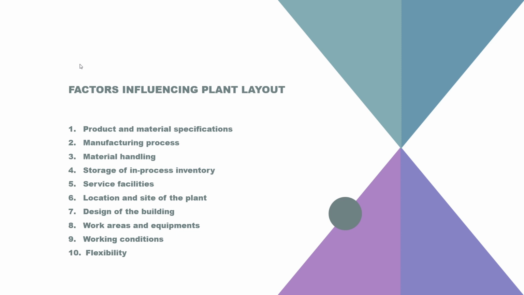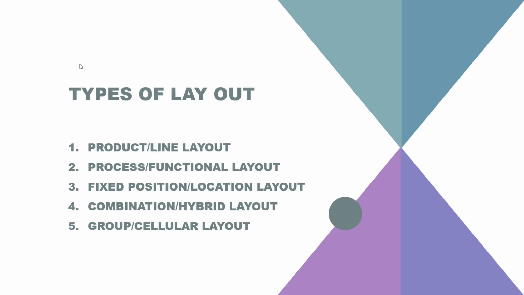Now we can study the different types of layout. First one, product or line layout. Second one, process or functional layout. Third one, fixed position or location layout. Fourth one is combination or hybrid layout. And the fifth one is group or cellular layout. Actually, the first three are the main layouts.